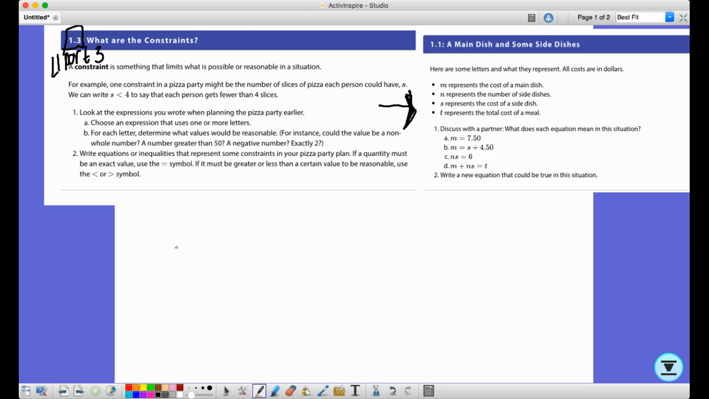So I'm going to create an expression that uses one or more letters. So over here, I'm going to use this one down here. Actually, I'm going to use that we know that each main dish is $7.50. And we know that each side dish is $4.50. And I know that's going to equal the total cost. Okay. So for each letter, determine what values would be reasonable.